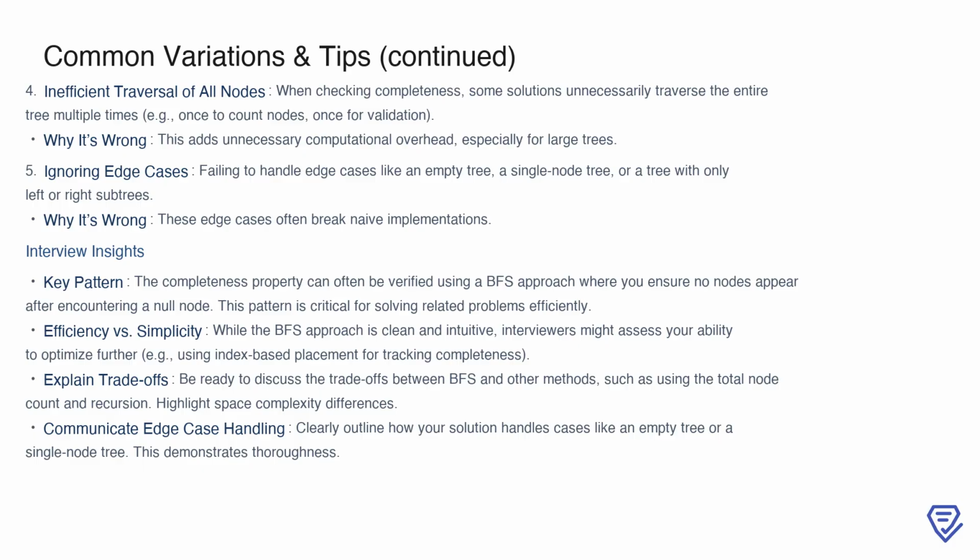Some solutions traverse the tree multiple times, such as once to count the nodes and again for validation. This approach is computationally expensive and can significantly slow down performance for larger trees. Instead, aim for algorithms that consolidate these steps into a single traversal. Additionally, edge cases like an empty tree, a tree with only one node, or a tree with only left or right subtrees are often overlooked. These scenarios require careful handling to avoid breaking a naive implementation.